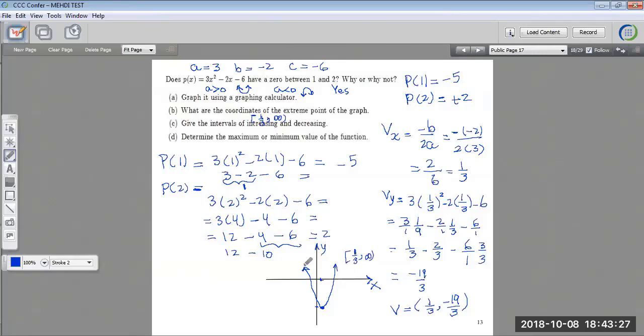Decreasing would be from negative infinity all the way to that point of the vertex, which is 1/3. So there is no maximum here, but there's a minimum. The minimum value is your vertex. That would be your minimum value.